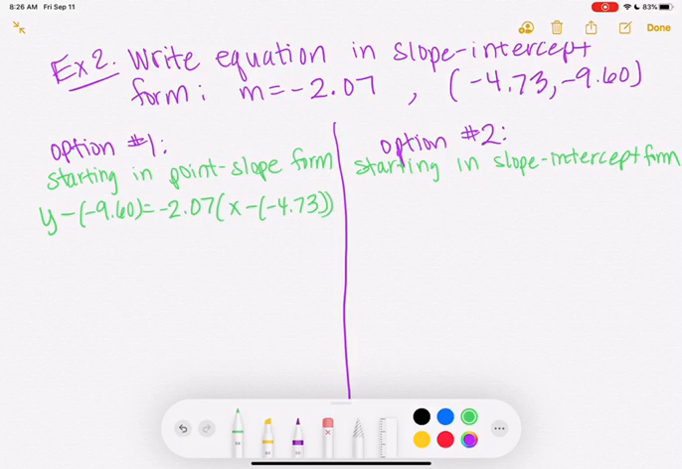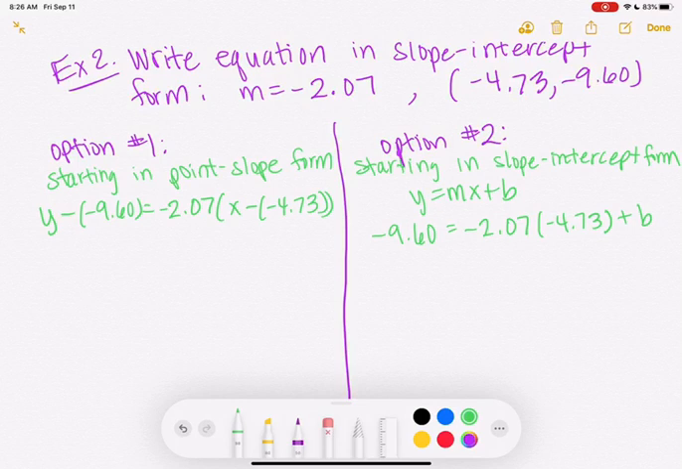If you started with slope-intercept form, which is y equals mx plus b, you would borrow that point. The y was negative 9.60. You would plug in the m of negative 2.07, and we're going to use that x of negative 4.73. We don't know b yet, so that's why we're going to borrow that point and use that slope to find out what b is. So that should be your first step.